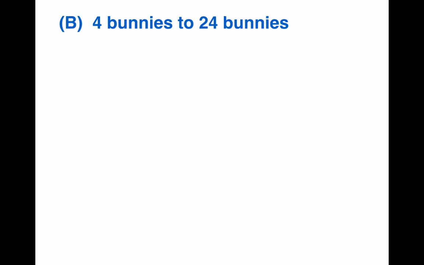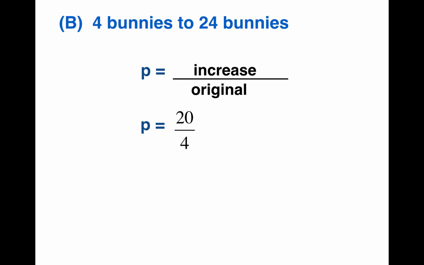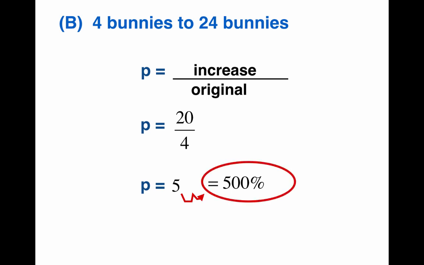How did you do? Did you get the same answer as me? Oh, I hope so. Okay, here's B. You had 4 bunnies, and now you have 24 bunnies. We won't get into the logistics of how that happens, but this is definitely an increase problem. So P equals increase over original. Well, we originally had 4, but it has increased 20 more bunnies. So 20 divided by 4, oh, I don't need a calculator, that's 5. But move that imaginary decimal that you cannot see, and it's actually 500%. Your bunnies have increased a whole 500%. Wow, it's a huge increase.